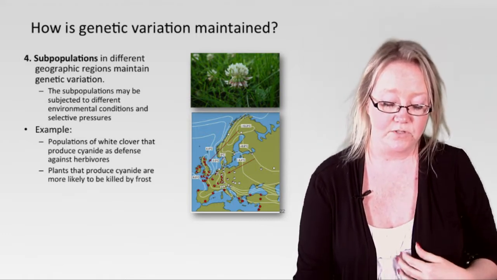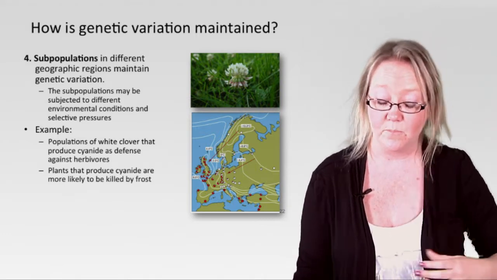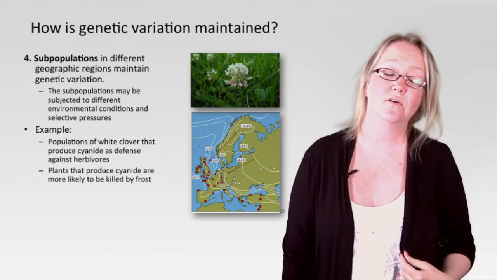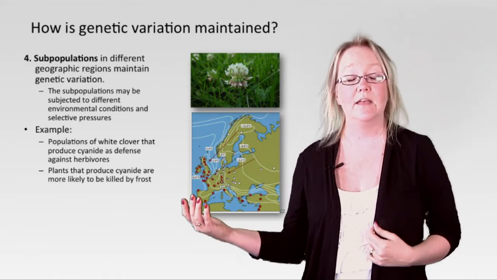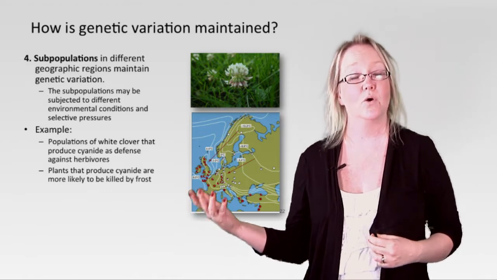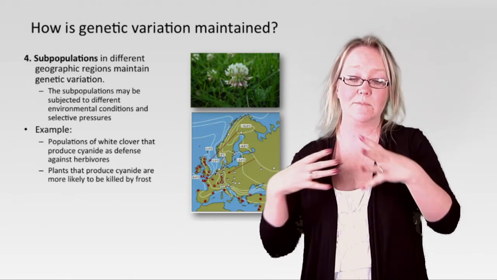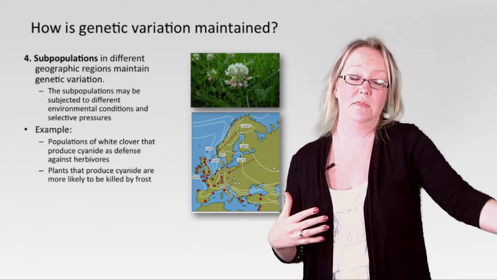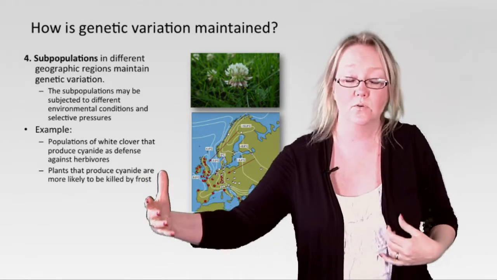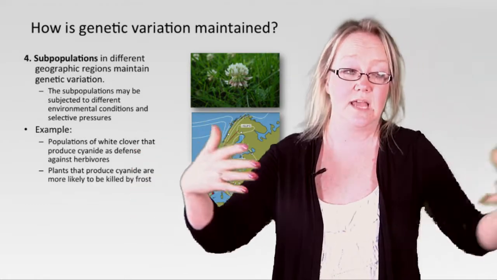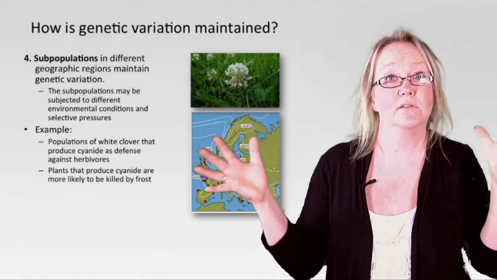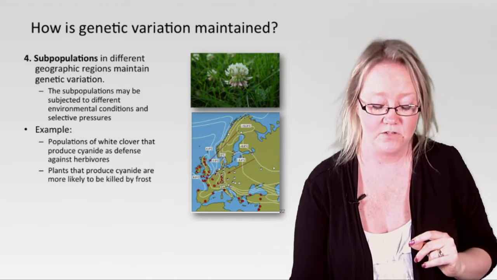And the ones that produce cyanide are more likely to be killed by frost, however, and so they are less likely to be able to survive in areas where there is lots of cold weather. And so you end up with variations, some that are adapted to cold weather and where they live, and some that are adapted to fighting off herbivores and yet can't live in cold weather because of the environmental differences within these different subpopulations.